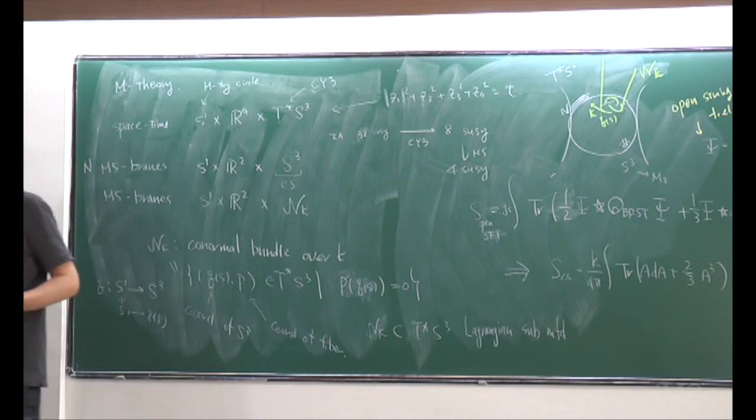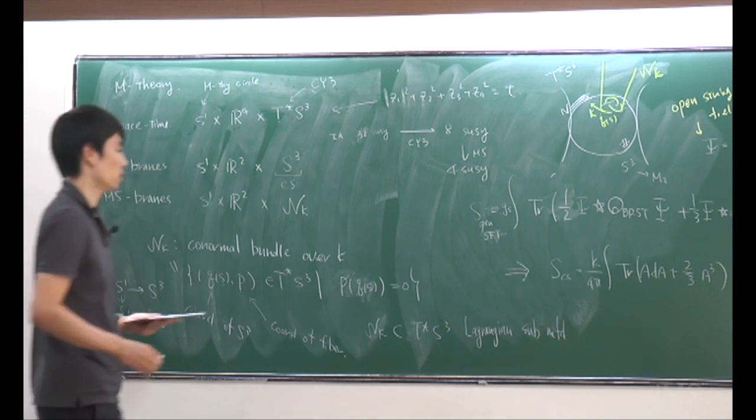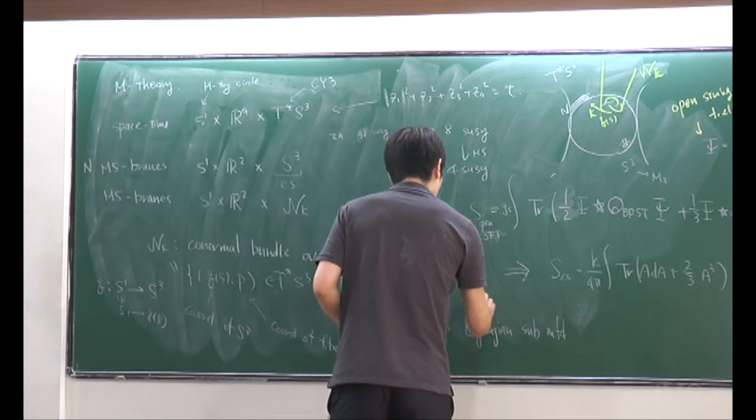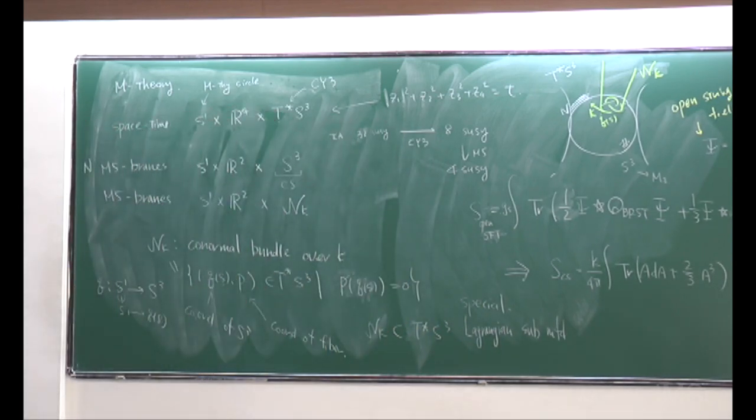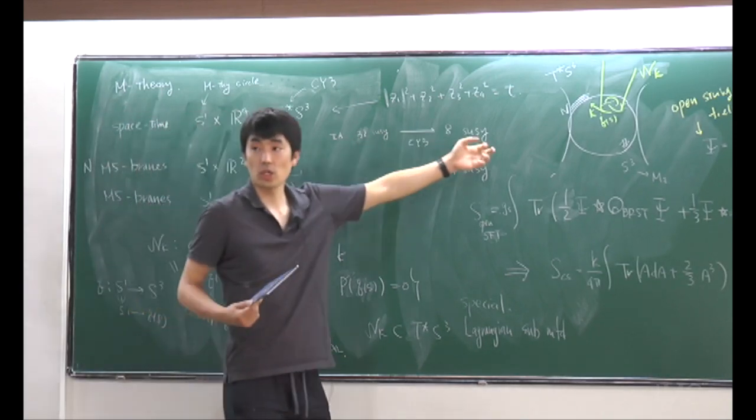Special Lagrangian. Volume is minimizing. So special Lagrangian, and this conormal bundle is actually a special Lagrangian submanifold inside of T star S3. So therefore, the whole system still preserves four supercharges. Okay.